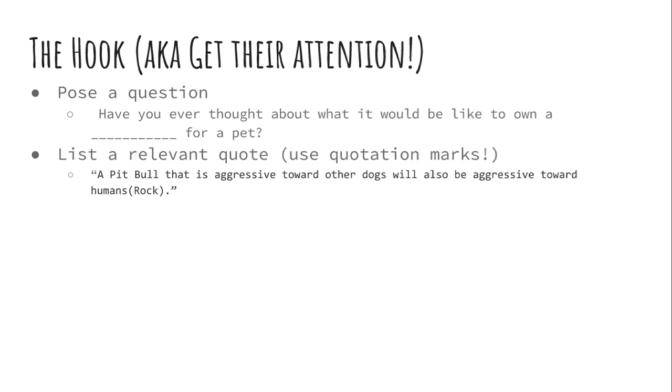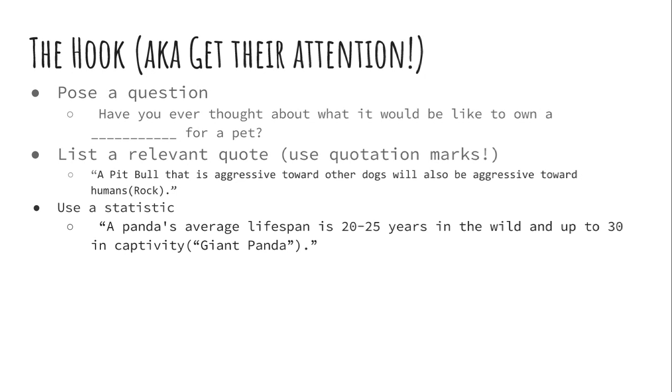You can use a statistic, which also comes from your research, so make sure that you give the citation for it. For example, a panda's average lifespan is 20 to 25 years in the wild and up to 30 in captivity. This would mean they'd make a great pet. You continue on and talk about why that would mean they'd make a good or not good pet, and then you have your thesis statement after that.